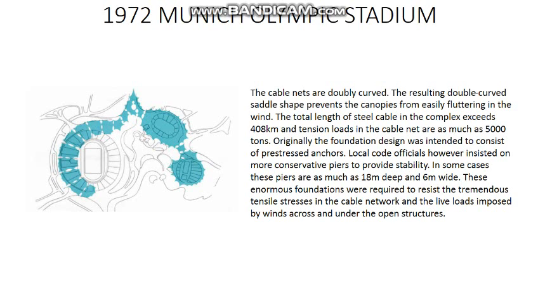The cable nets are doubly curved. The resulting double-curved shape prevents the canopies from easily fluttering in the wind. The total length of steel cable in the complex exceeds 408 km, and tension loads in the cable net are as much as 5,000 tons.